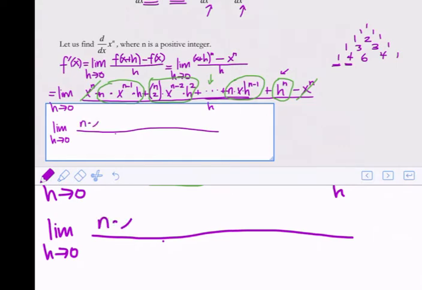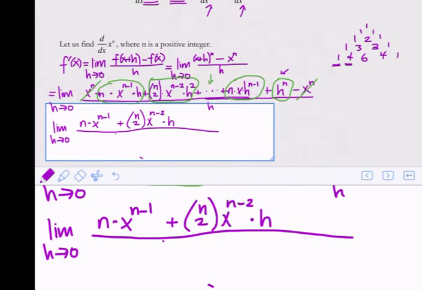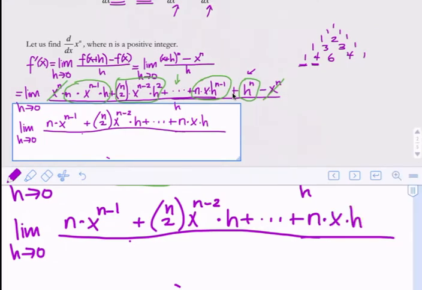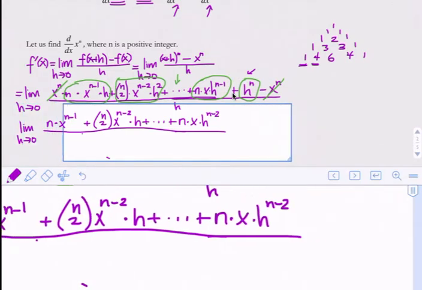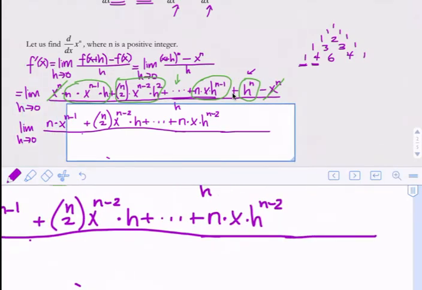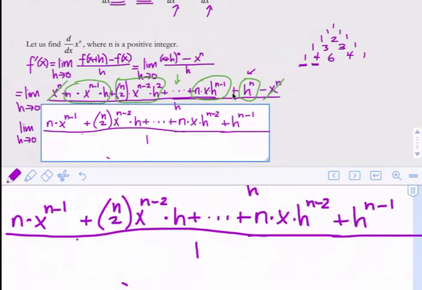So my powers of h all go down by 1. So this exponent goes down to n minus 2. And this exponent goes down to n minus 1. And they all cancel with the h on the bottom, so really we just have a 1 on the bottom now. So now what can I do with this?